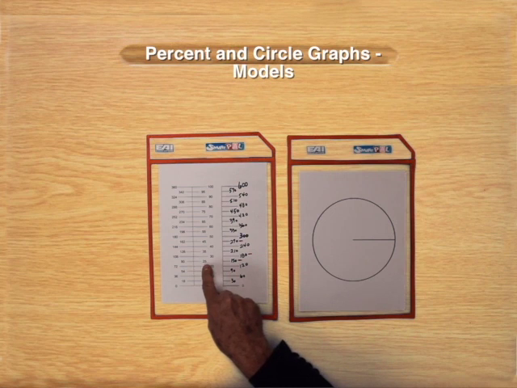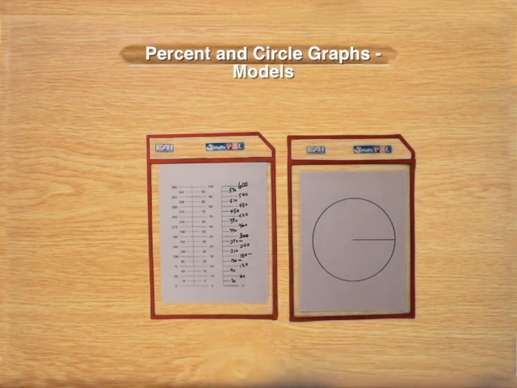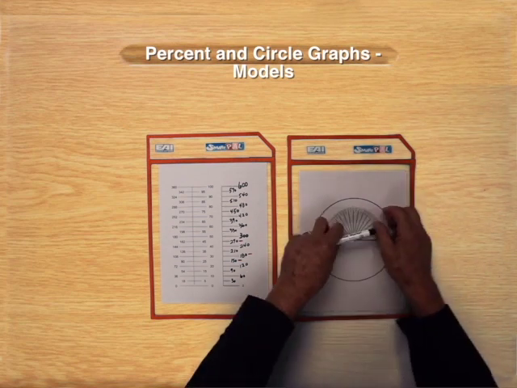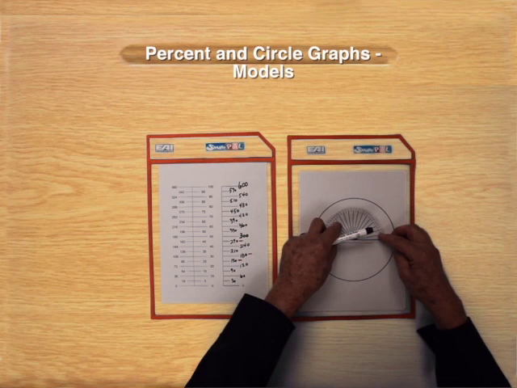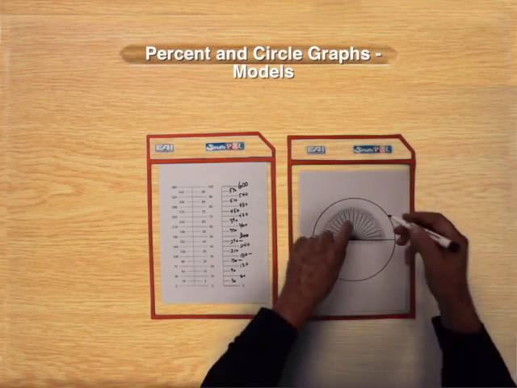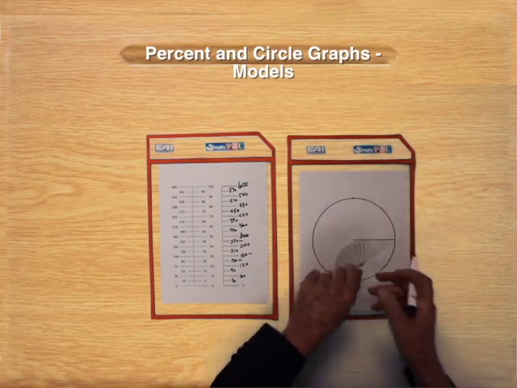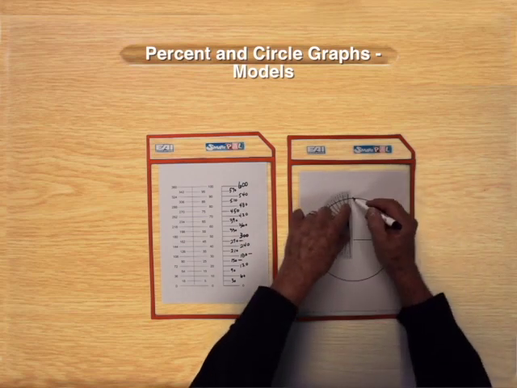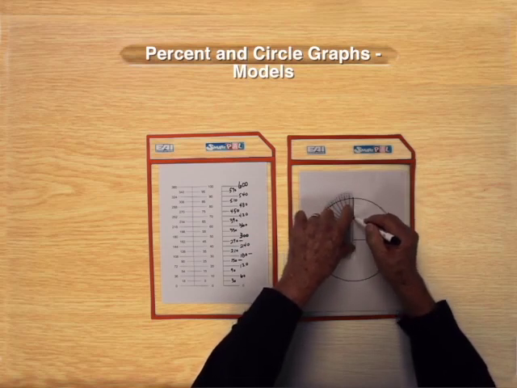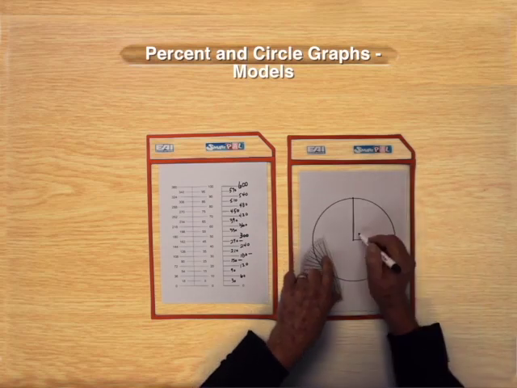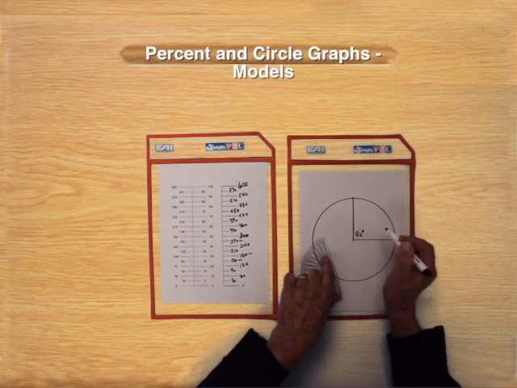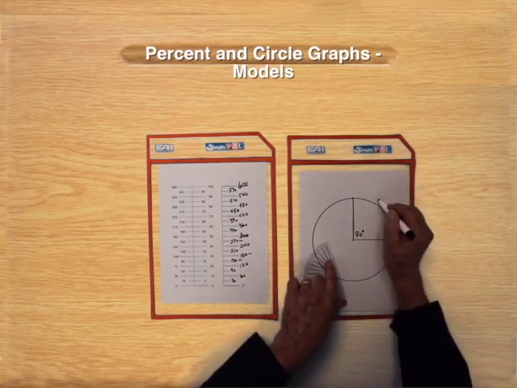That represents 25%. But on a circle, 25% represents 90 degrees. So what we're going to do is take our protractor and draw an angle of 90 degrees. So this is 90 degrees, and it's going to be $150.